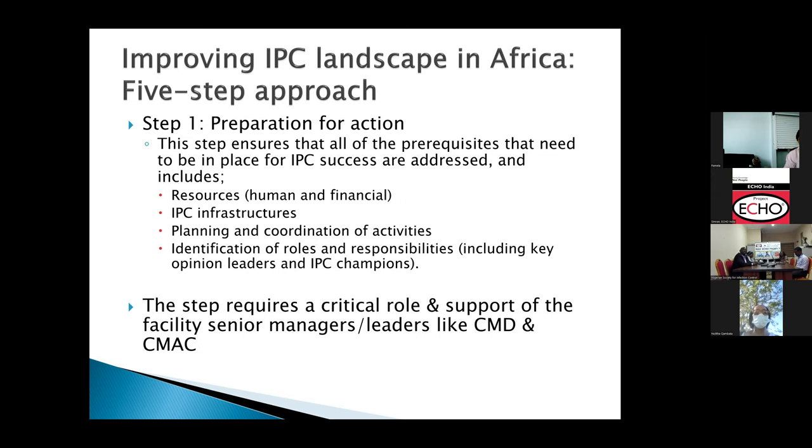Now, improving the infection prevention control landscape. There are five approaches. The first approach is preparation for action. And these steps ensure that all the prerequisites that need to be put in place for IPC success are addressed. And this includes human and financial resources, infection prevention and control infrastructures like materials, equipment for IPC, planning and coordination of activities, identification of roles and responsibilities, including the key opinion leaders and IPC champions. So the step requires a critical role and support of the facility senior managers, like the chief medical director and the chairman medical advisory committee.